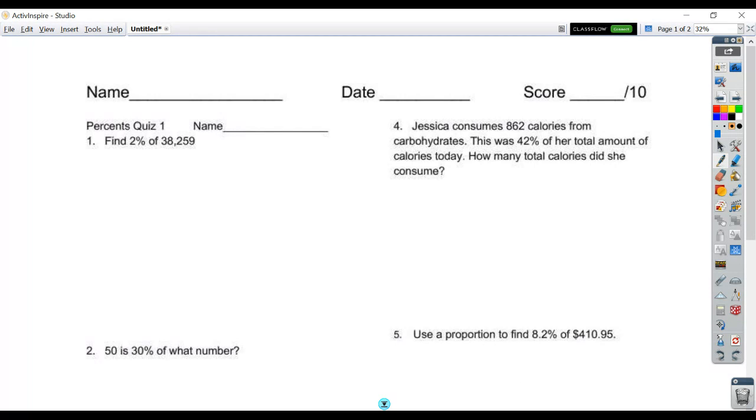This is the quiz that we just took. So I'm going to go through it so we can get an idea of how to do these problems and you guys can learn and grow in your understanding of percents.